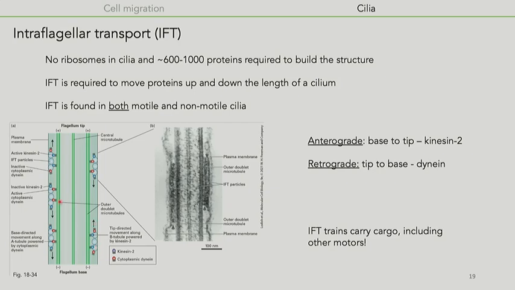This intraflagellar transport is found in both motile and non-motile cilia, and it's really important because, as I say up here in the first point, there are no ribosomes in cilia. There's not enough space for ribosomes. So any proteins that need to go into cilia, and there are about 600 to 1,000 of them that need to make their way into the structure, all of them have to be moved by these IFT trains. The motor that's responsible for the anterograde trafficking is kinesin 2. So that's a plus end-directed motor. The plus ends are at the ciliary tip. And then our good friend dynein, the minus end-directed motor, is responsible for bringing traffic back down from the tip.